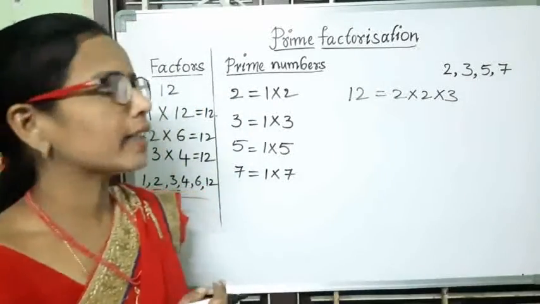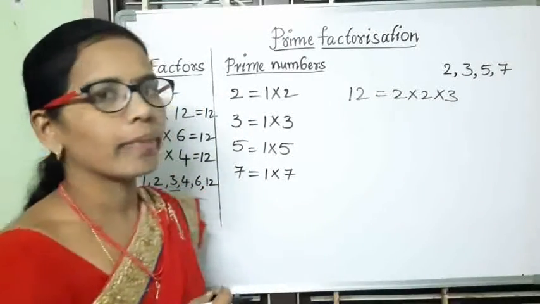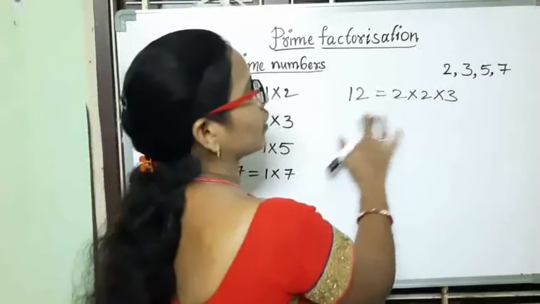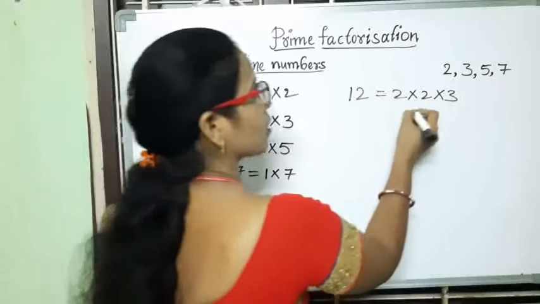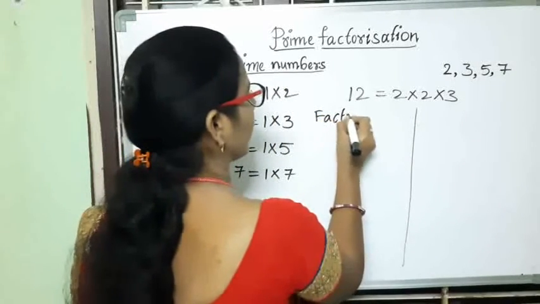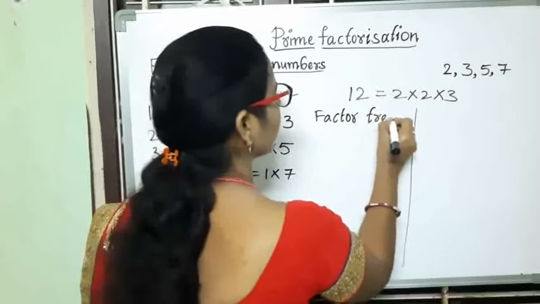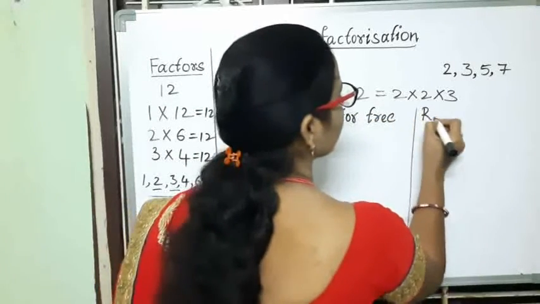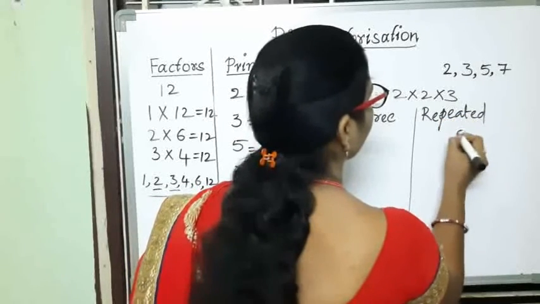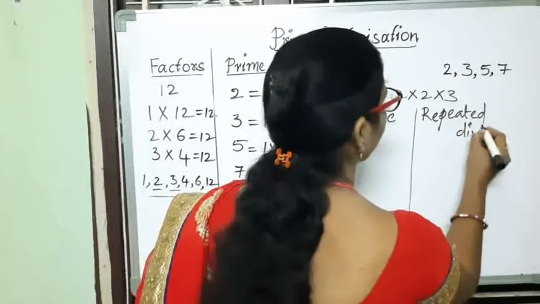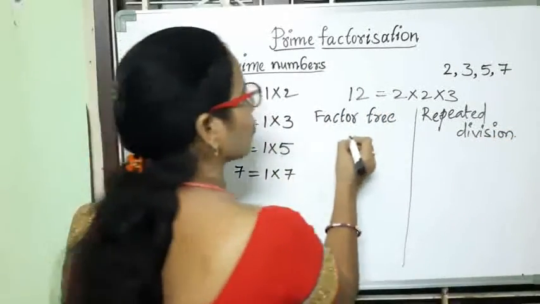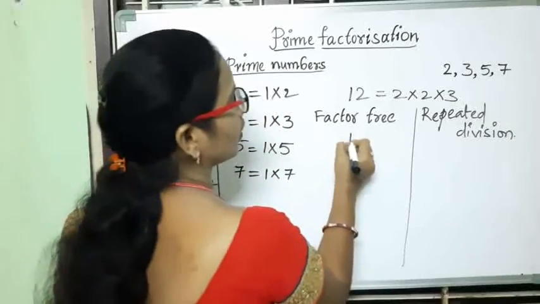We can get the prime factorization by different methods. Let's see two methods to get the prime factorization of any number. The first method is the factor tree method, and the second method is repeated division. Now I am going to write the prime factorization of 12.